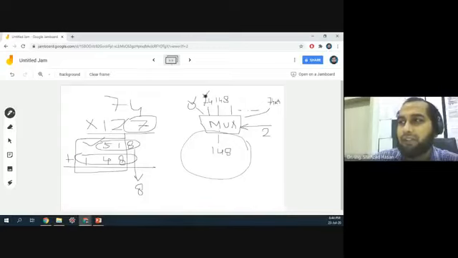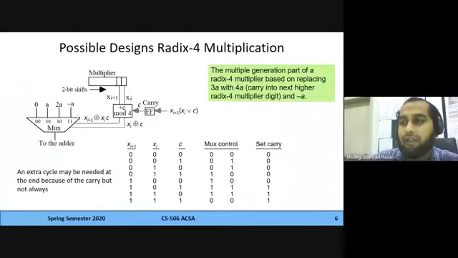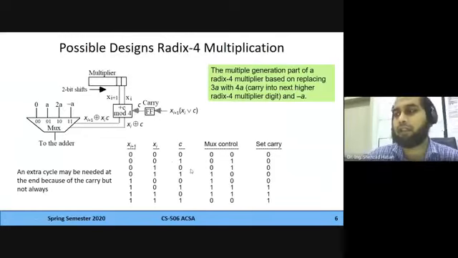So the problem was these multiples. When you're talking about 3, the problem is complicated because 3a cannot be done. So one way to do that is to use minus a instead of that, and then you have to correct it in the next step. So this is one way to do multiplication.